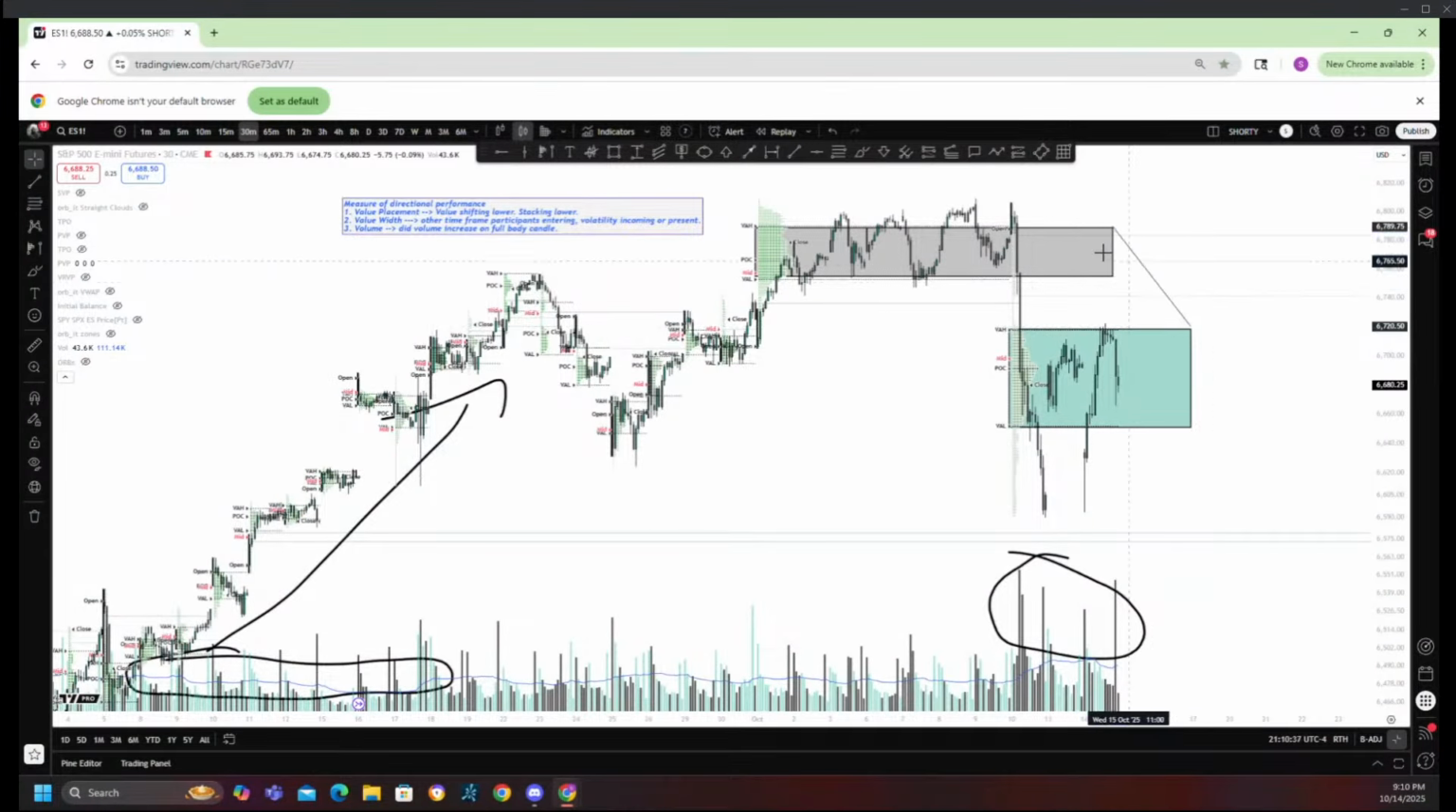Value placement, the width is increasing, right? Which means the volatility is present, right? There's a lot of participation at the higher ends and lower ends, so the value is being accepted in a higher amount. There's other time frame participants also coming in. And the volume, what about volume? I don't even think you guys have to look at it too much, right?